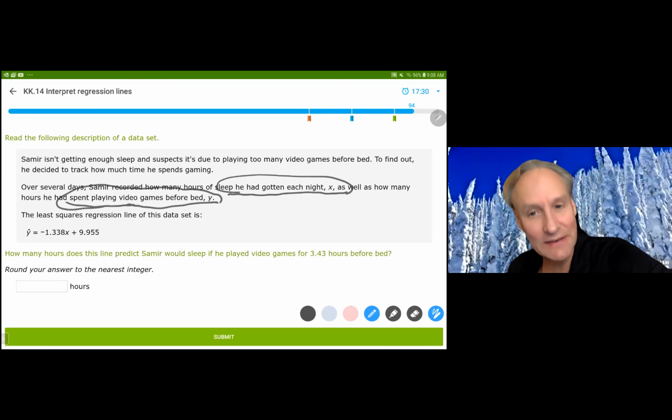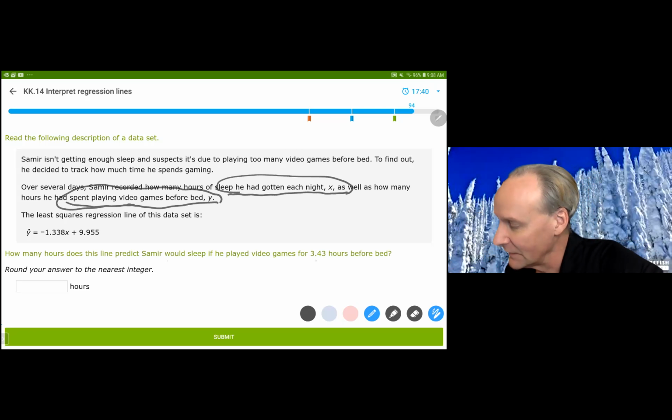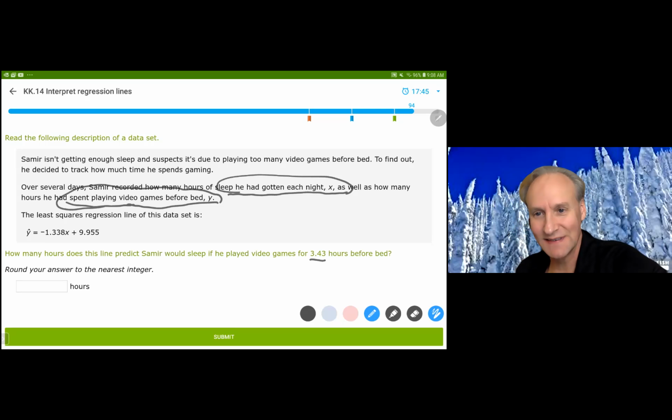And it's having a negative effect on his video game playing. Probably not the way they meant for this to work out. Anyway, how many hours does this line predict Samir would sleep if he played video games for 3.43 hours before bed? I think what they wanted to do is to test to see if you understood what was really happening.